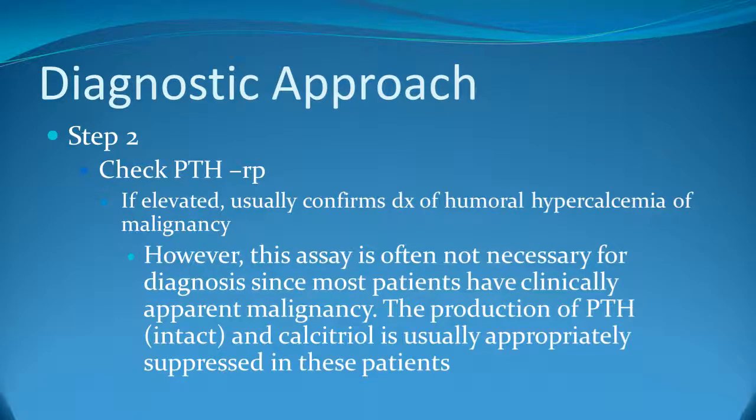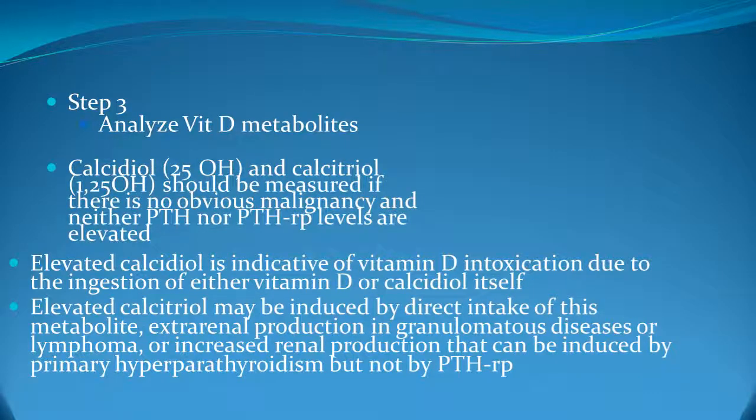Check the PTH-RP. If elevated, it usually confirms the diagnosis of humoral hypercalcemia of malignancy. However, this assay is often not necessary to diagnose, since most of the patients have clinically apparent malignancy. The production of the PTH intact and calcitriol is usually appropriately suppressed in these patients.